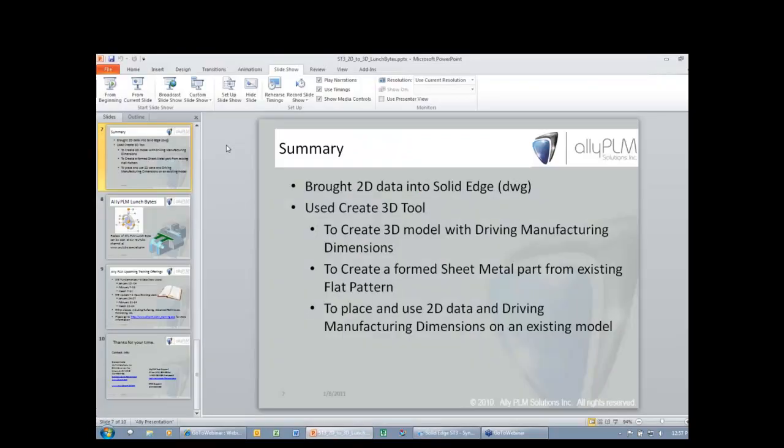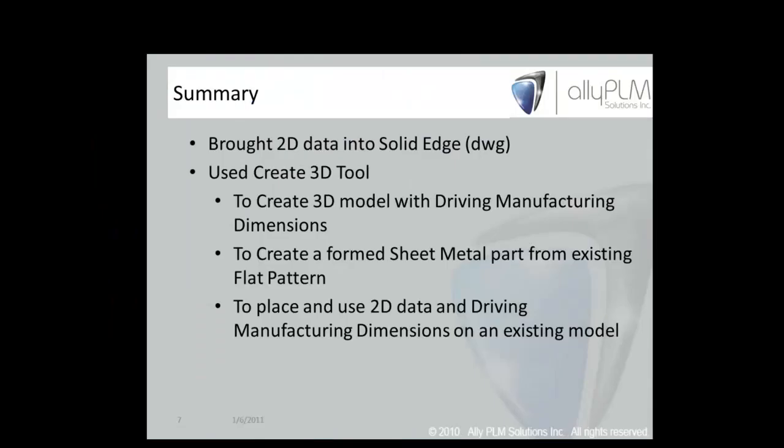So those were the 3 examples we looked at. What we did in these 3 examples, we brought the 2D data into Solid Edge. We looked at the options there as far as the wizard for how the data is going to come across and how it's going to map. We also looked at a little bit how to manipulate layers, show hide, how to move stuff from layers. We also, in the other examples, used the Create 3D tool. We used it to create the 3D model from scratch, and then take that manufacturing information and use it as a driving dimension.